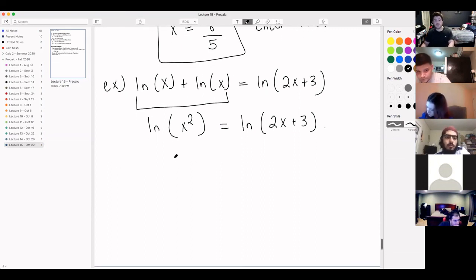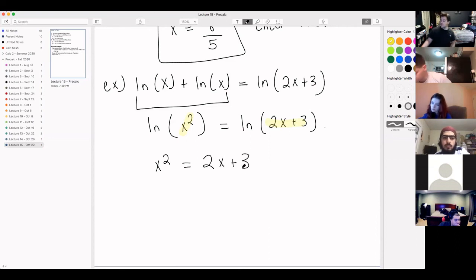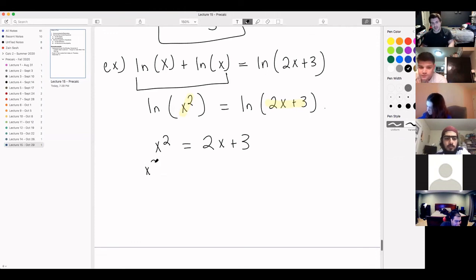Good. Now use the one-to-one property. So we have one log of the same base on both sides. I can set x squared to be equal to 2x plus 3. Very cool. And now we are in the situation of solving a quadratic. This is another thing that we know how to do, so that's kind of nice. Let me just quickly run through solving this quadratic. You bring everything to the left side. You get x squared minus 2x minus 3 is equal to 0.